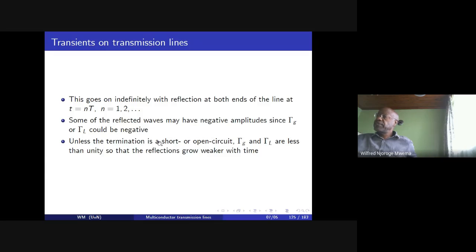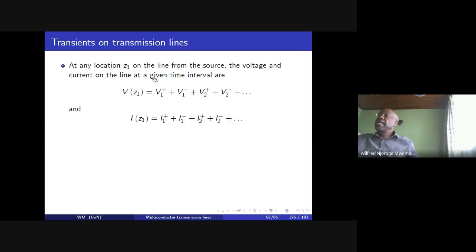So unless the termination is a short or an open circuit, gamma G and gamma L will always have a value less than unity, and therefore the reflections will grow weaker with time. At any location Z1 on the line from the source, the line voltage and the line current at a given time interval are then given by all the components that would appear at that plane: V1 plus, V1 minus, V2 plus, V2 minus, and so forth. And the current would be given by the same.